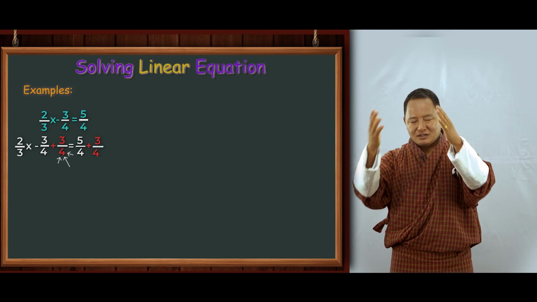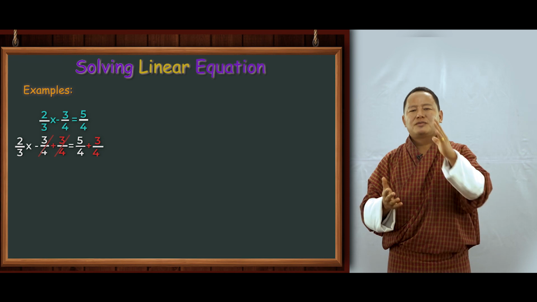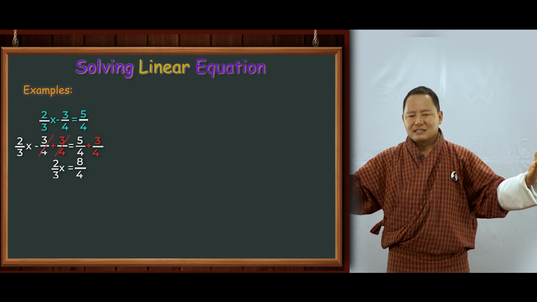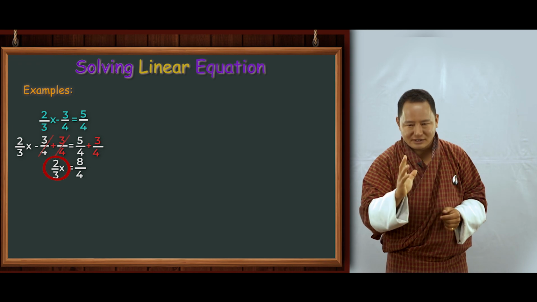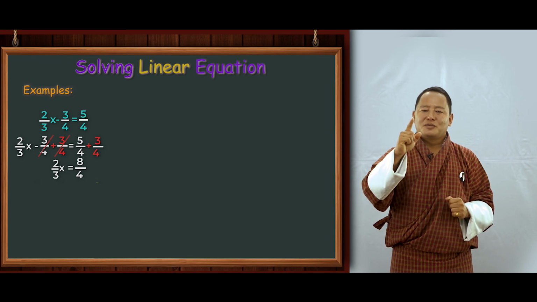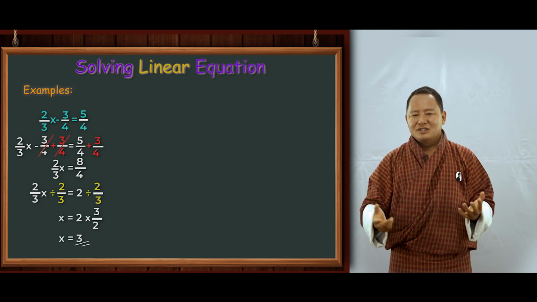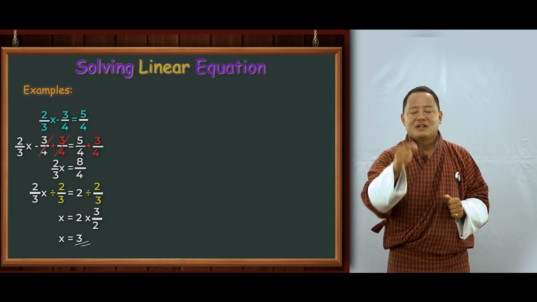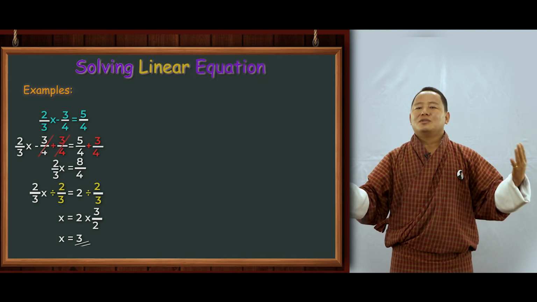Negative 3 over 4 and positive 3 over 4 get nullified, which means cancelled, it becomes 0. So we are left with only 2 over 3 x on the left hand side and 8 over 4 on the right hand side. Now again we have to get rid of 2 over 3 because x is still not isolated. We have to make it the subject. So in order to get rid of that, again divide by 2 over 3 on both sides. So at last we are left with x equals 3. Why are we adding numbers on both sides? In order to balance the equation. So this is the final answer, where the value of x is equal to 3. Try to put that in the equation and see whether you are getting the right answer.